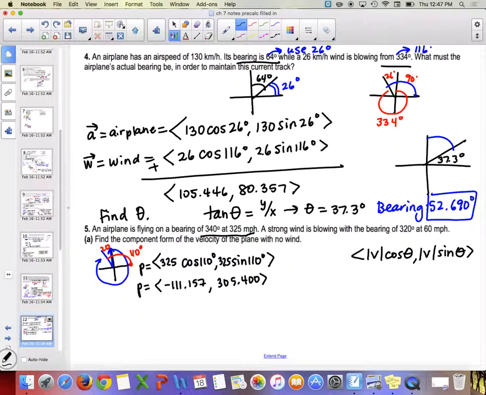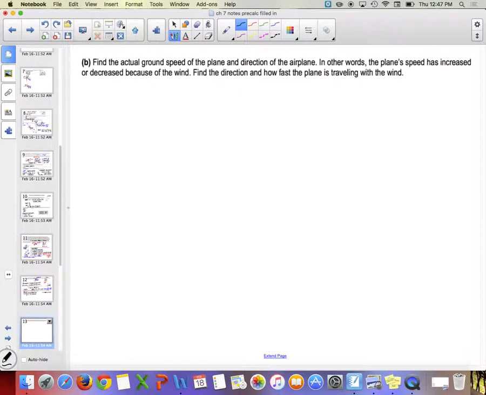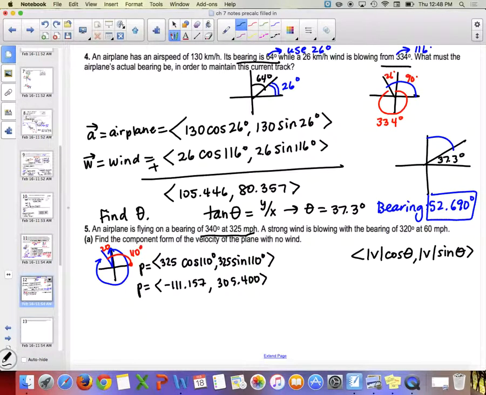So part B says find the actual ground speed of the plane and the direction of the airplane. So in order to do that, we need the vector for the wind, okay? Let me just do it on this page while I have all the information in front of me. So that was part A. So the wind, really I should do a little vector symbol above it.